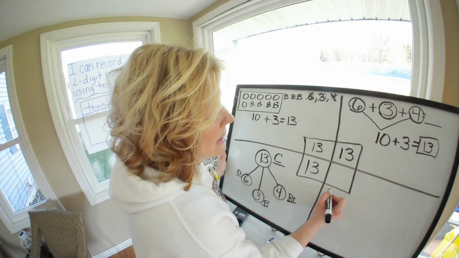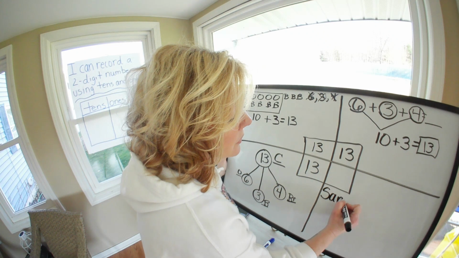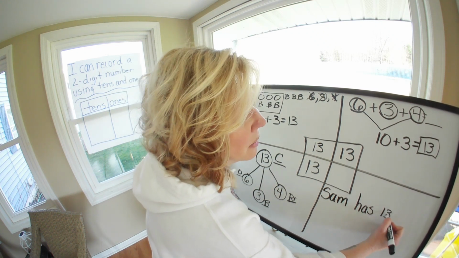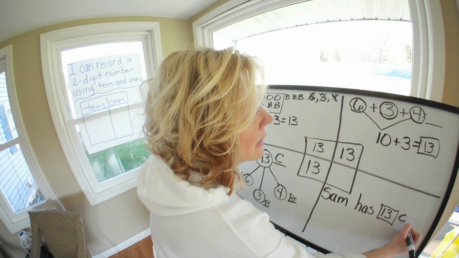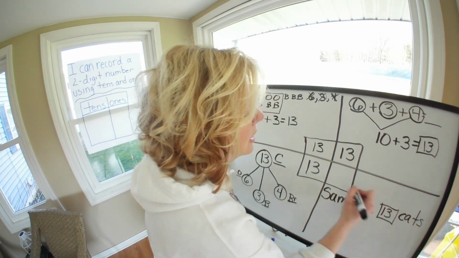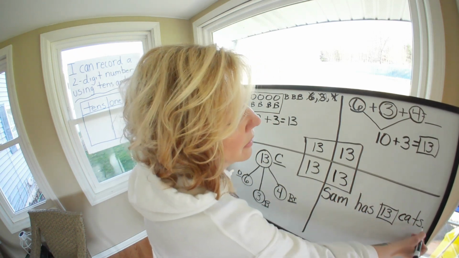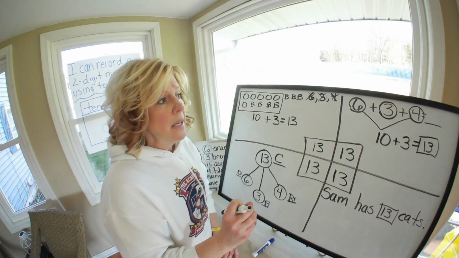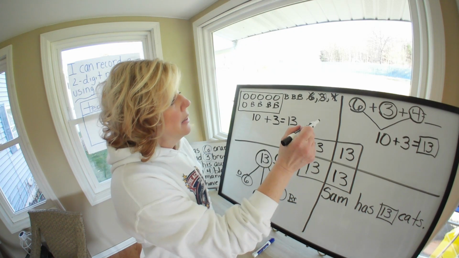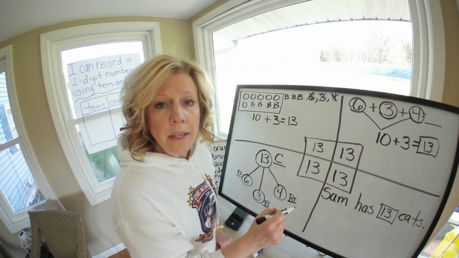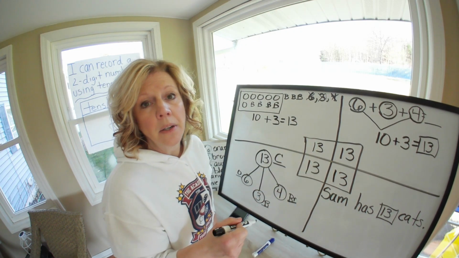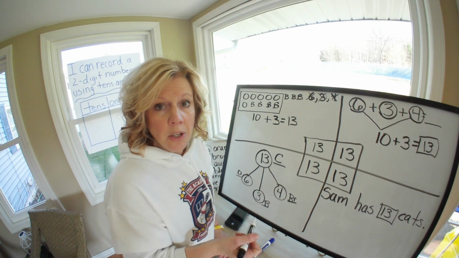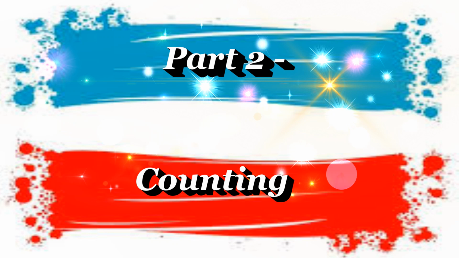So we're going to say Sam has 13, and we're going to put, again, a box around that, cats. And don't forget to put it in the middle. Now, the one thing I pointed out yesterday is I want you to make sure that you don't fill these boxes in until you prove your answer. And what this is doing is giving you several different ways to solve the same problem.